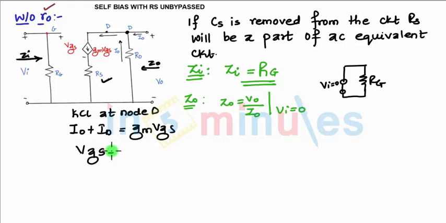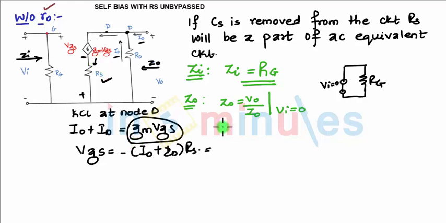So VGS can be written as minus of IO plus ID into RS. I can write this because the voltage across RS is minus of VGS and the current flowing through RS is nothing but the combination of IO and ID. So the total current flowing is GM into VGS, which can be written as IO plus ID, because the current flowing through RS is GM into VGS. So instead of GM VGS, I can write IO plus ID into RS, which is nothing but minus GM into VGS into RS. Why negative sign? Because see the polarity of GM VGS, it is negative positive. Usually we have positive negative, so this negative sign comes in the picture.